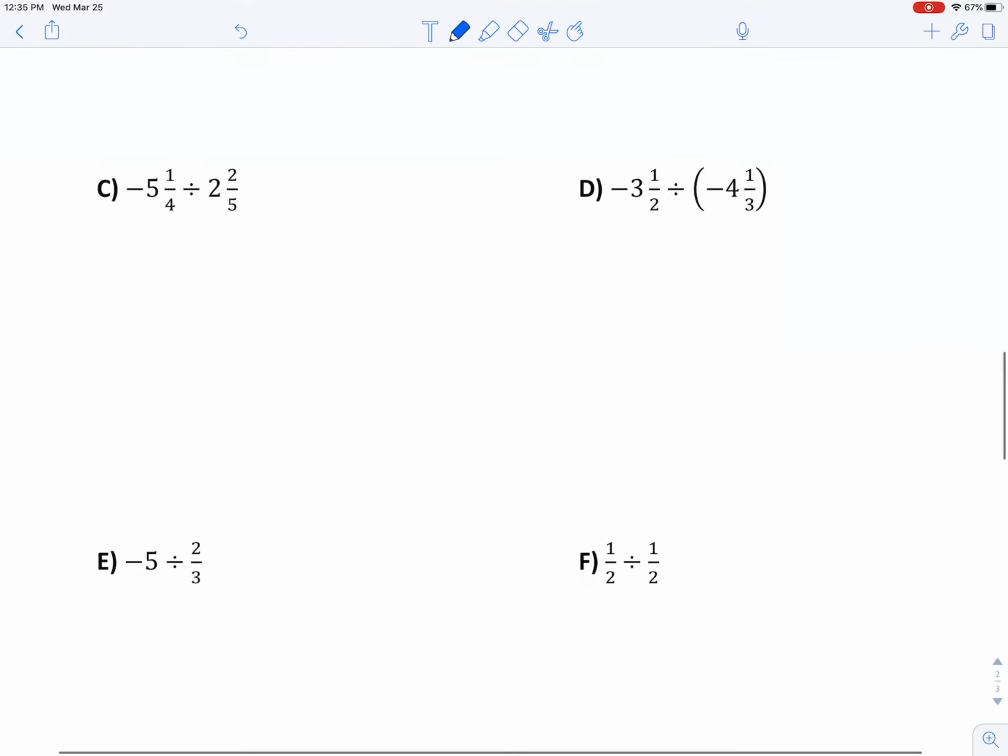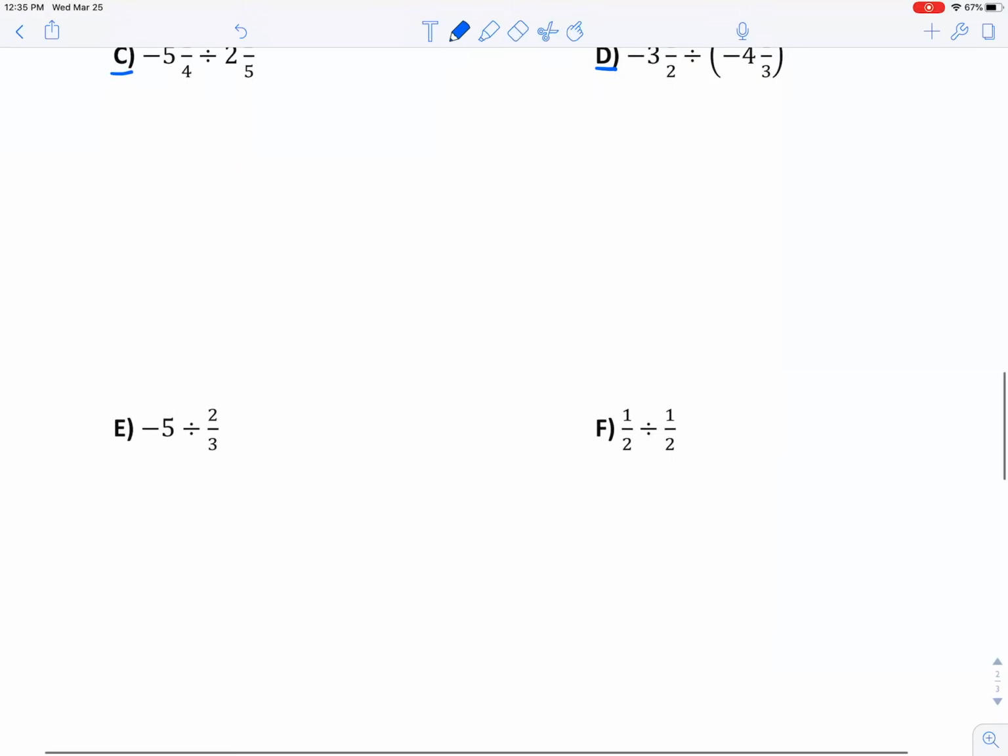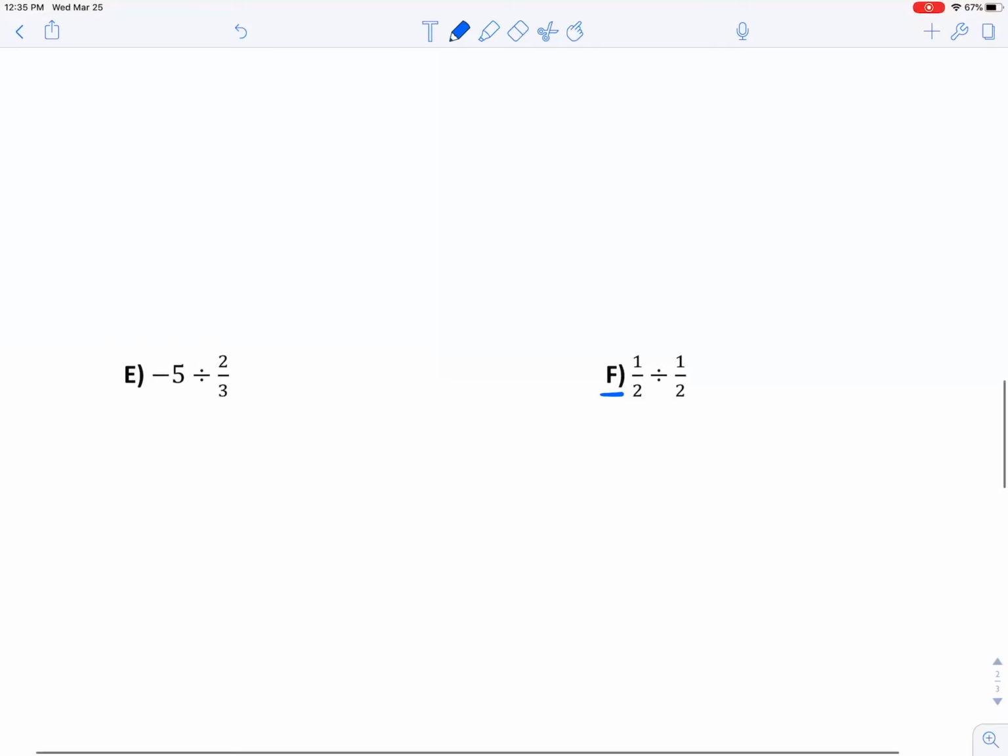I'm going to leave C and D for you to do on your own. I'm also going to leave F for you to do on your own. And then, of course, check your work with the teacher's notes.